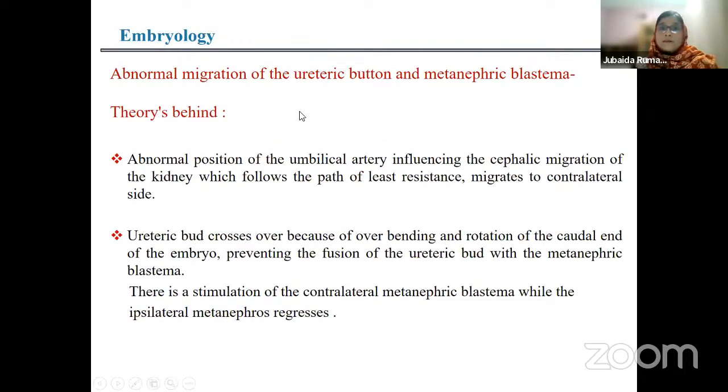So why does this renal fusion anomaly occur? There are two theories. There is abnormal migration of the ureteric bud and the metanephric blastema. The first theory: the abnormal position of the umbilical artery influences the cephalic migration of the kidney, which follows the path of less resistance and migrates to the contralateral side. Another theory is that the ureteric bud crosses over because of overbending and rotation of the caudal end of the embryo, preventing the fusion of the ureteric bud with the metanephric blastema. So there is a stimulation of the contralateral metanephric blastema while the ipsilateral metanephros regresses.